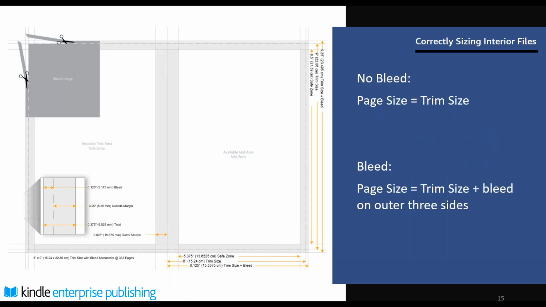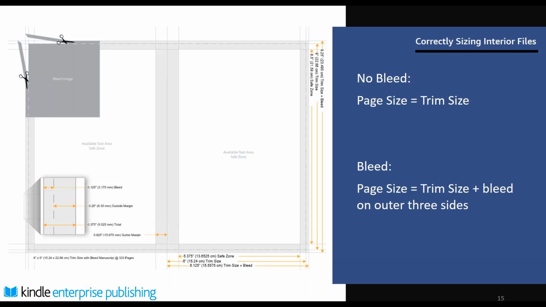If the book does not include content that bleeds, the interior file's page size should match the selected trim size. For books that do include bleeding content, the interior should be sized at trim size plus 0.125 inches of bleed on the outer three sides of the page. We do not require bleed on the inside or gutter margin where the book is bound, only on the three outside edges where the book will be physically trimmed.